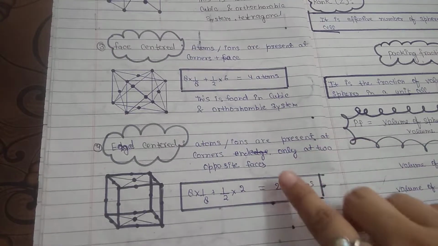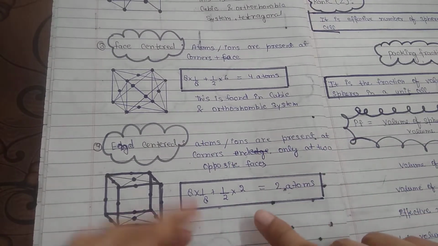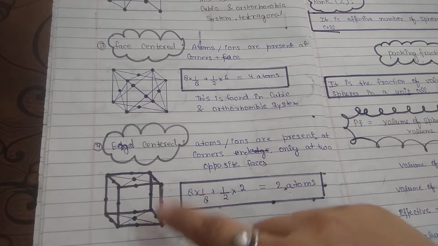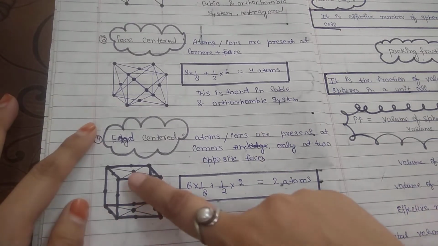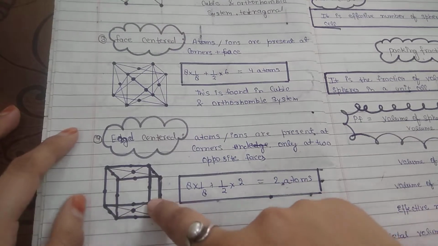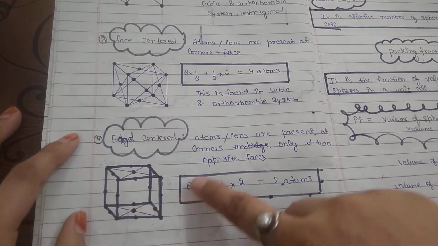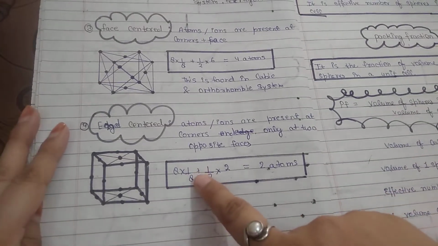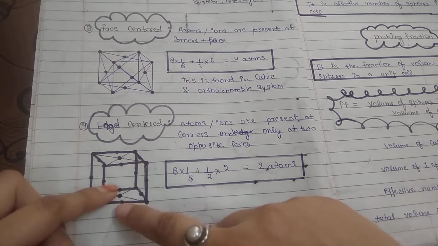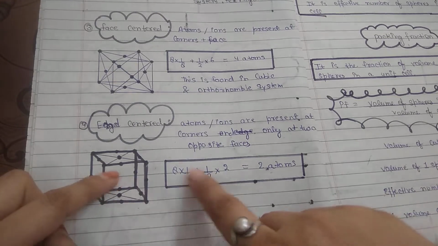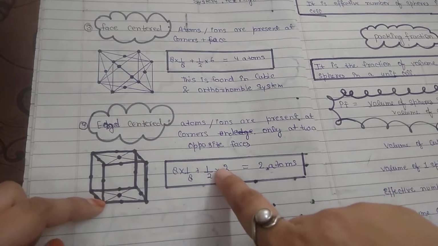So if we talk about the body centered, we know that the cube has two faces, upper and lower, top and bottom, and the eighth part of the atom inside the cube. So 8 into 1 by 8 plus the body centered atom, which is present, is completely inside the cube, and there is 1 atom, so it is multiplied by 1 and we get 2 atoms.